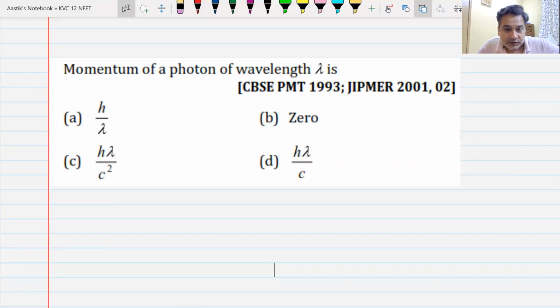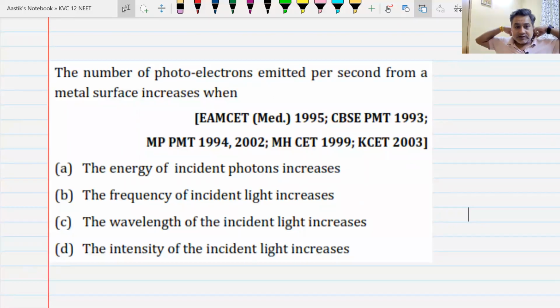This one is a very famous question that has come many times. All theoretical. Most of the questions from this paper would be in the theoretical range. Give me the answer for this one. The number of photoelectrons emitted per second from a metal surface increases when? Which is the correct option?